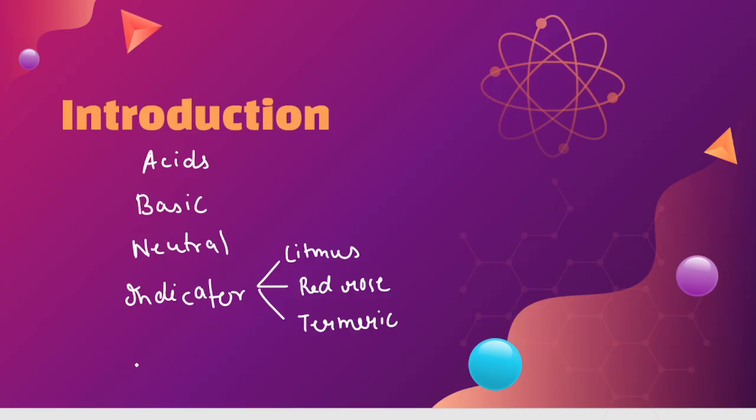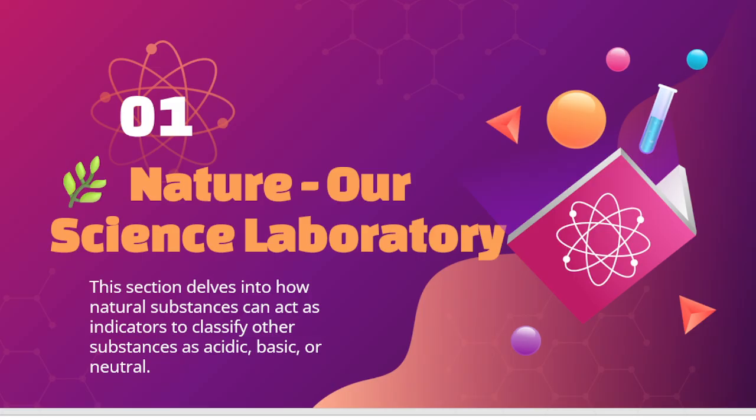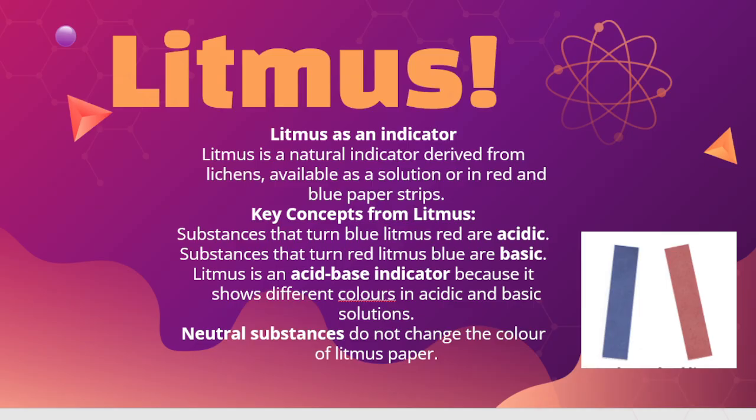And in this chapter we are also going to learn the neutralization reaction. So this is all we are going to learn. This is a big chapter, so we'll cover it in two parts. In this video we'll be covering litmus and red rose, and in the further videos we'll be covering the rest of the chapter. Perfect. Now let's move to litmus.